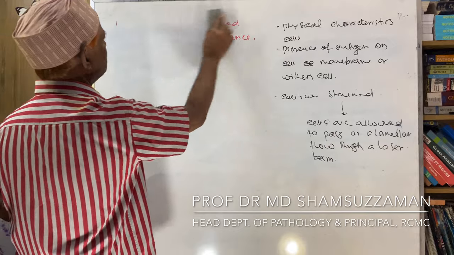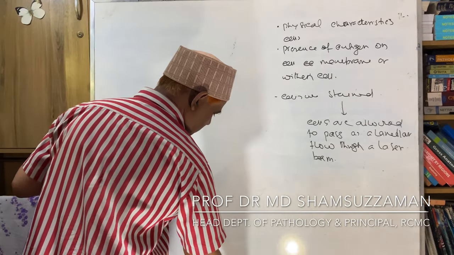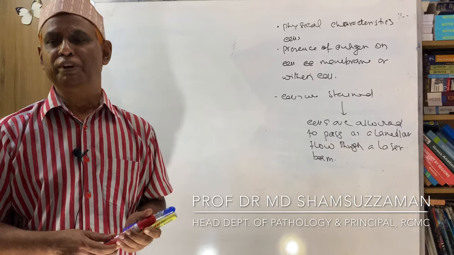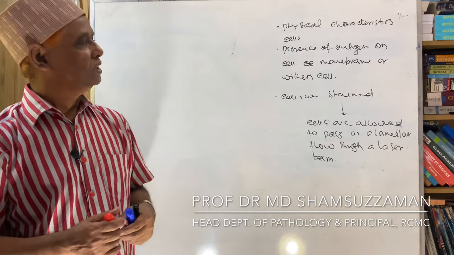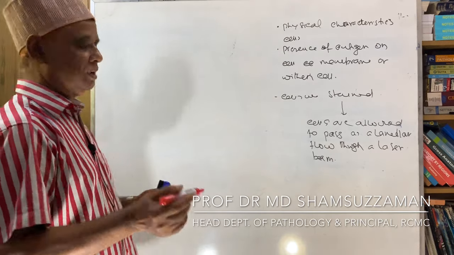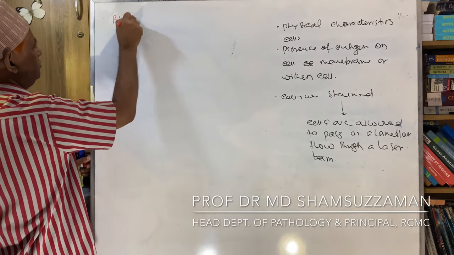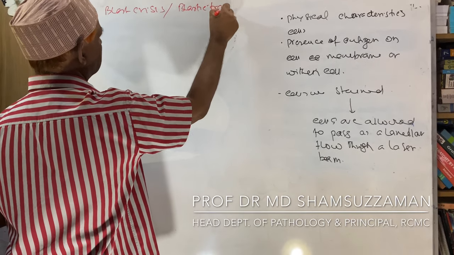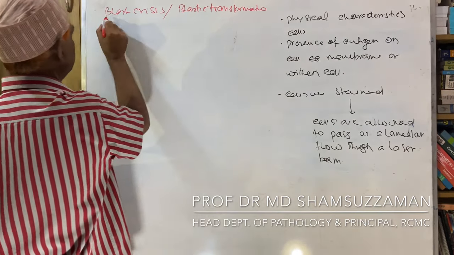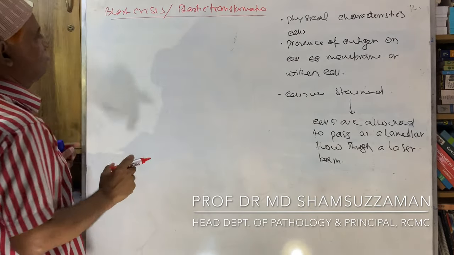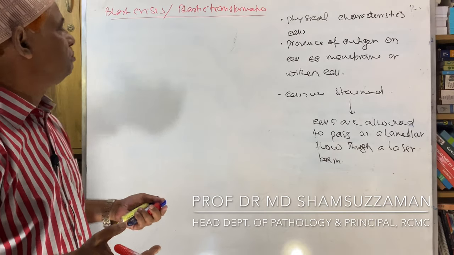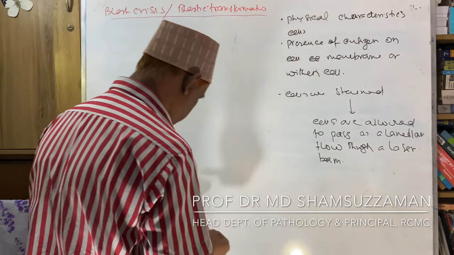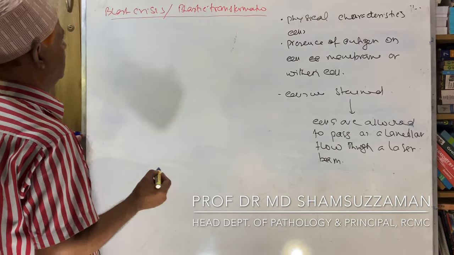Now, if anybody suffers from chronic myeloid leukemia for a long time, for many years, the patient may suffer from a crisis that is called blast crisis or blastic transformation. So anybody suffering from chronic myeloid leukemia for a long time may suffer from blast crisis or blastic transformation. Now, what is blastic transformation or blast crisis?